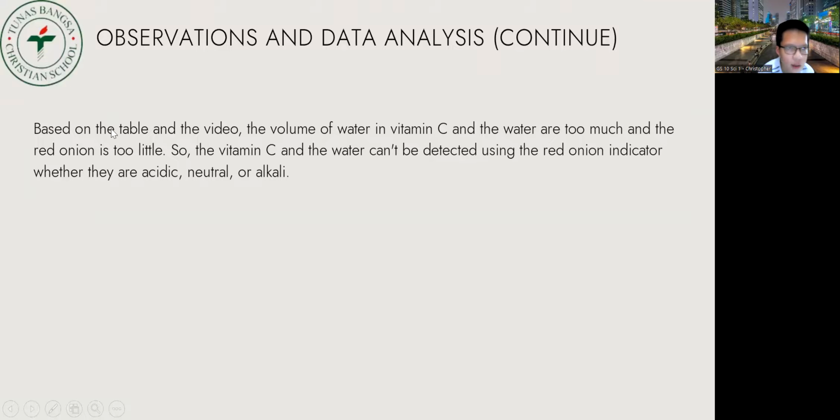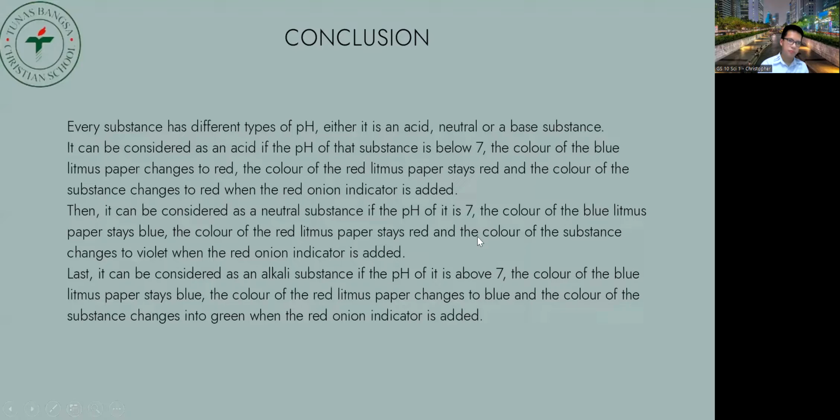Based on the table and the video, the volume of water in the vitamin C and the water samples was too much, and the red onion was too little. Before, I took about a quarter of the red onion, so the vitamin C and the water could not be detected as acidic, neutral, or alkali using the onion water, the red onion indicator.